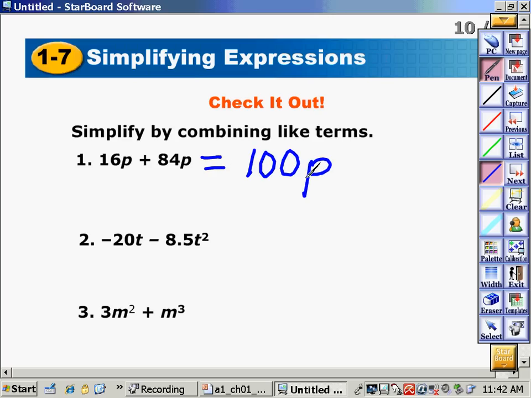Second problem, we have a t and a t to the second. You may not put those together because they are not like terms. Love those, don't you? That is the answer.